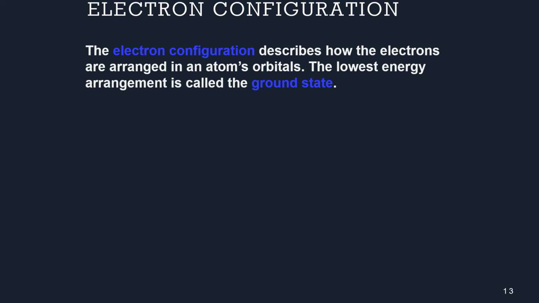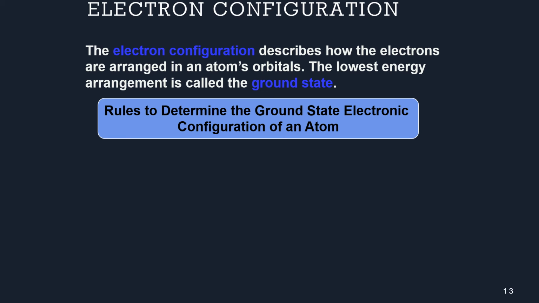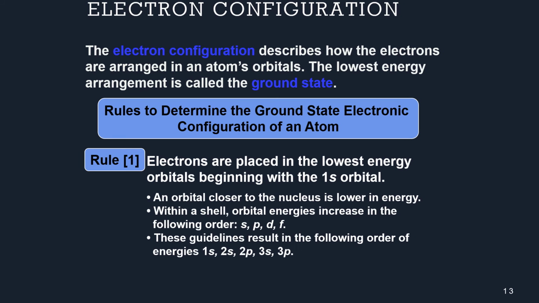Electron configuration describes how the electrons are arranged in the atom's orbitals. The lowest energy arrangement is called the ground state. We're going to go over how to figure out what all of this is. So there are some rules that we have to go over to determine the electron configuration of an atom.